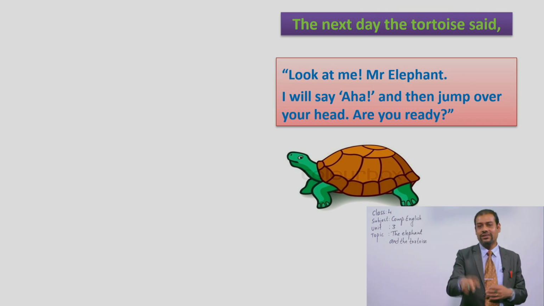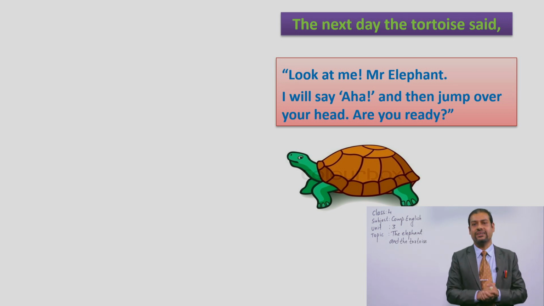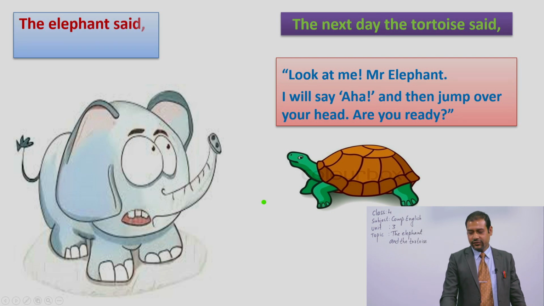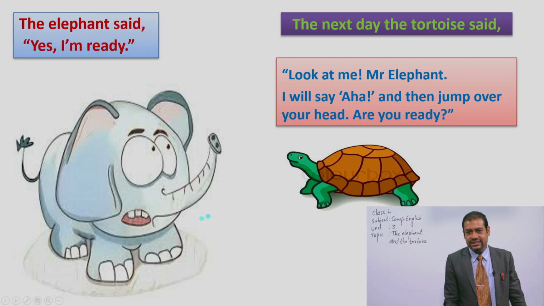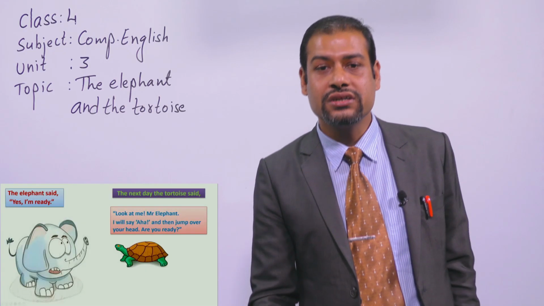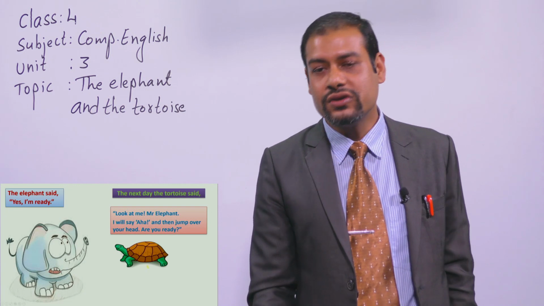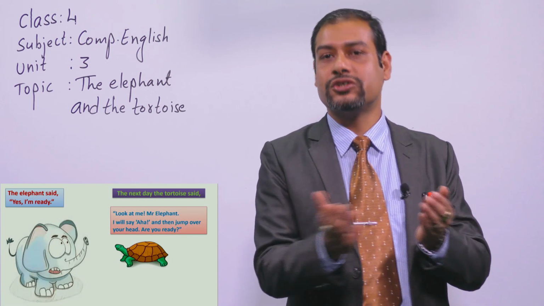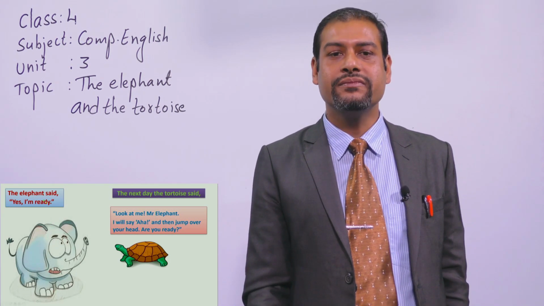And at that time, whether the elephant was ready or not. Then what do you guess the elephant said? The elephant said, yes, I'm ready. Still the elephant thought that the tortoise could not jump over him. That's why the elephant said that I'm ready. He thought that the tortoise was very small and it could not reach over him. He could not jump over him. That's why he did not believe the idea of the tortoise and he said, yes, I'm ready.